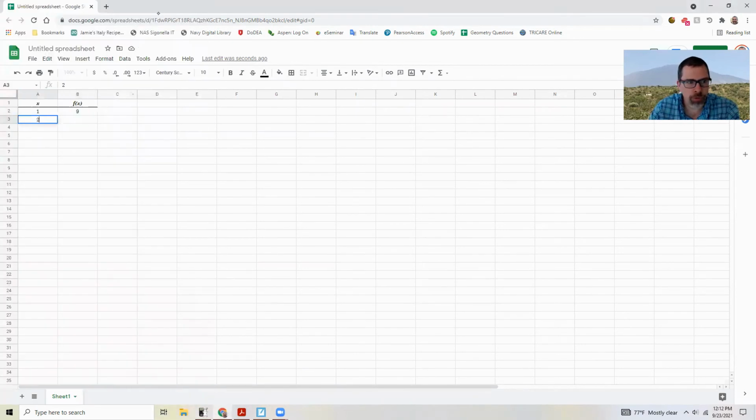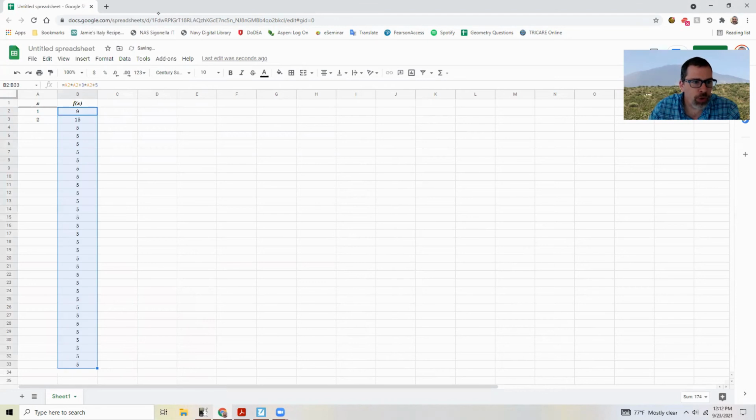Now if I put 2, enter, and now I just have to click on this corner and drag down. See what happened? You drag down and it brings the formula down. Now it's saying 5 here because there's nothing over here. So that's considering the table value to be 0, and 0 squared plus 0 plus 5 is 5.